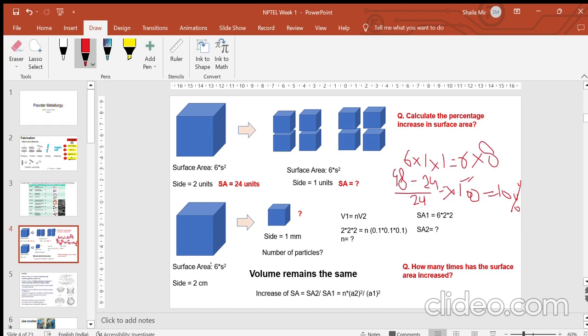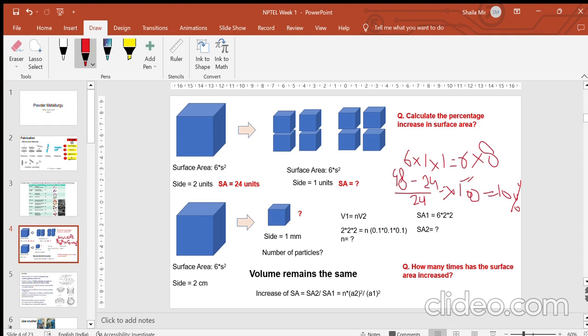So we'll identify that the volume will be conserved once we move from this bigger cube to the smaller cubes, because the volume will not be lost. So based on the conservation of the volume, the volume of the larger cube is equivalent to the volume of the smaller cube multiplied by the number of the cubes that we have. So the volume of the large cube will be 2 into 2 into 2, because that is the cube, so it will be length into breadth into height, and the volume of the smaller cube is identified from its side, which is 1 mm.